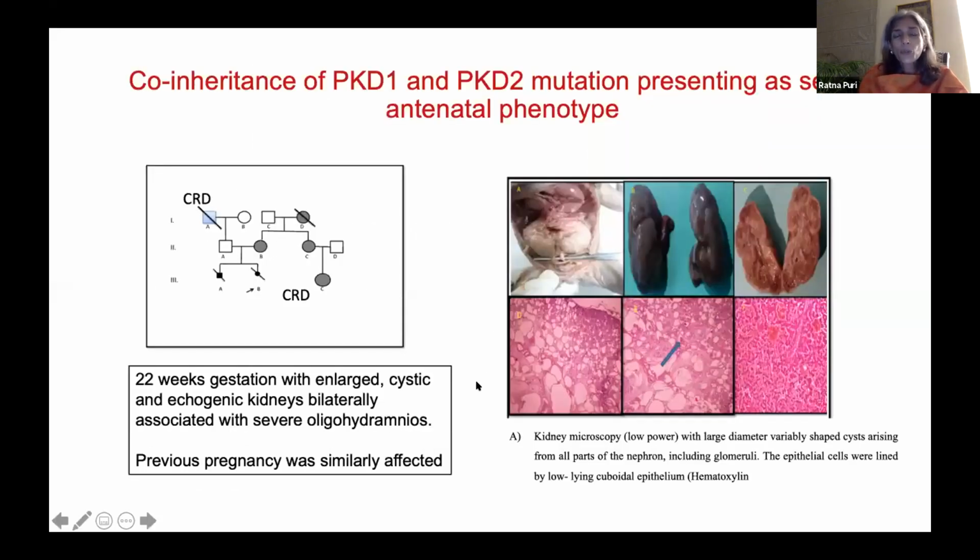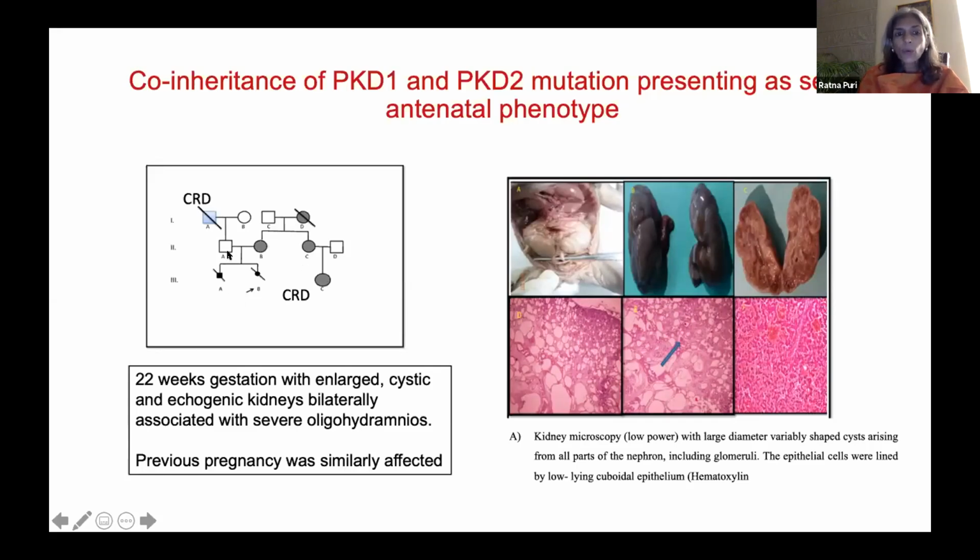And this is what I was talking about, a dual diagnosis. 2 pregnancies had been discontinued for large cystic echogenic kidneys. And typically, you had variable size cysts which are present in all parts of the nephron, and these were the kidneys. And when we did the mutation testing, we identified mutations in both the PKD1 and the PKD2 gene. And when we went into the details, of course, there was a family history of polycystic kidney disease on the side of the mother.